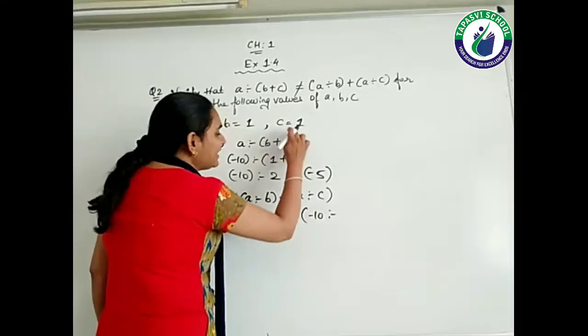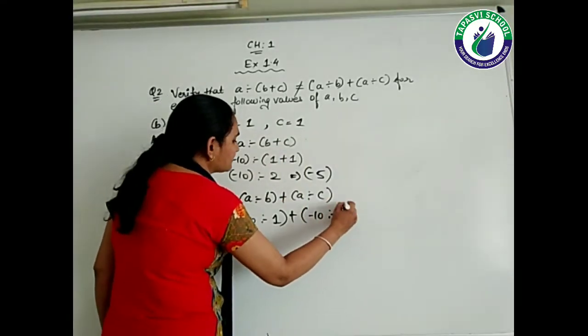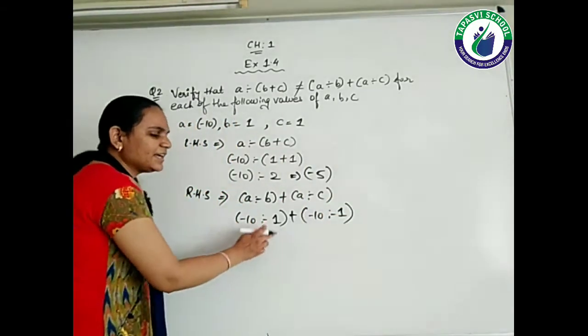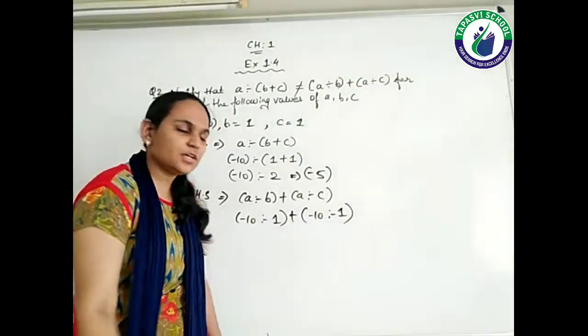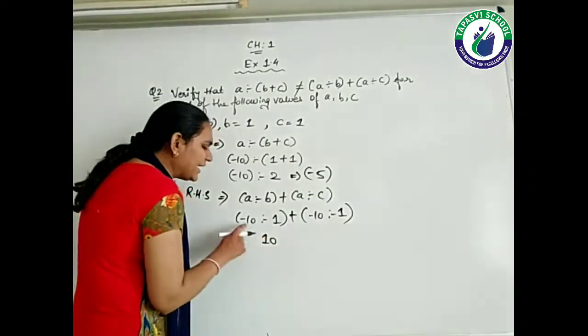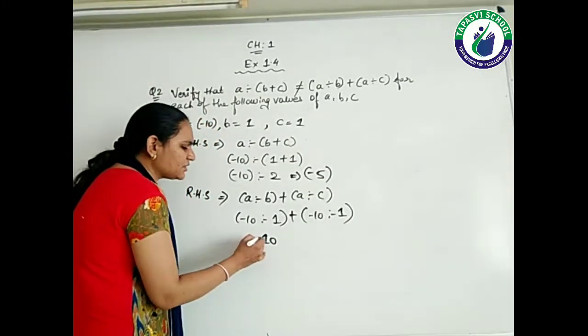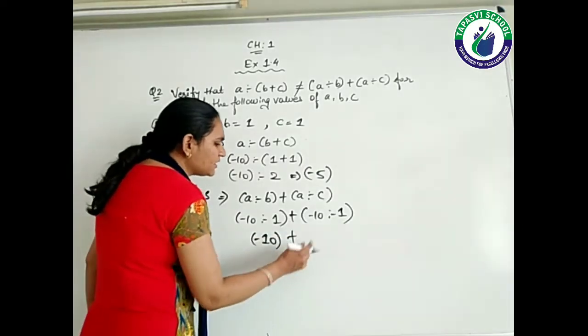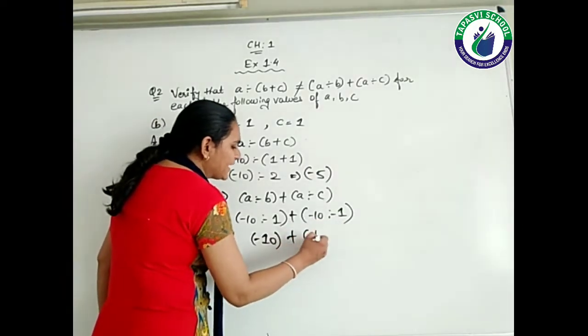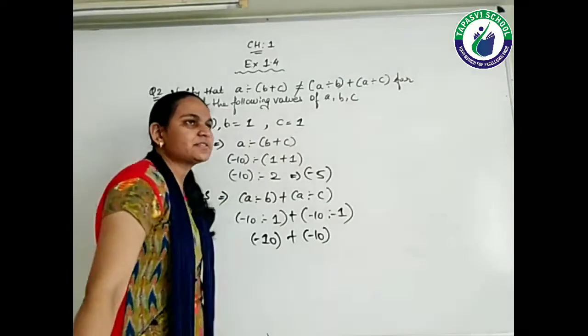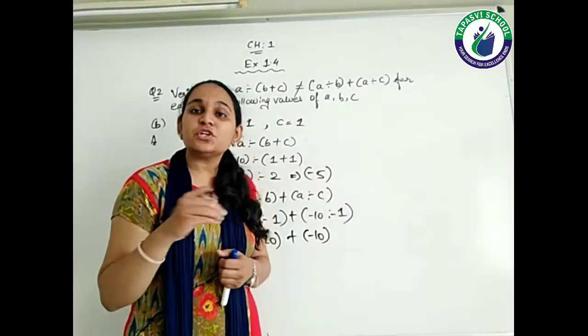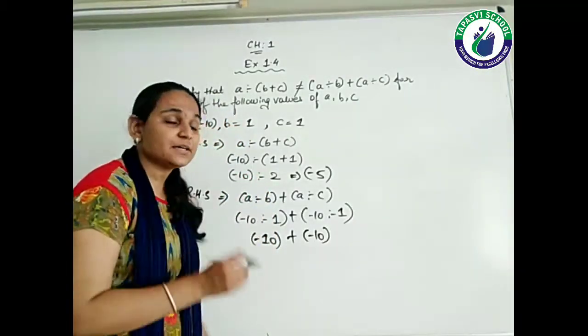Minus 10 divided by the value of C, which is also 1. Now see students, minus 10 divided by 1, you will get 10 only. And 10 is having a negative sign, so here also I am giving a negative sign. Minus 10 divided by 1, same, minus 10. Now minus 10 and minus 10, both are negative numbers students, so you need to add them, right?